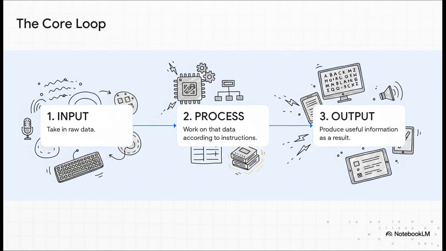And this is it. The whole shebang boils down to these three steps: input, process, output. Simple, right? First, the computer has to take in some raw data, like you typing on the keyboard. Then it gets to work. It processes that data. And finally, it spits out something useful, the output, like the letters appearing on your screen. That's the loop, over and over again. Simple, but wow, is it powerful.